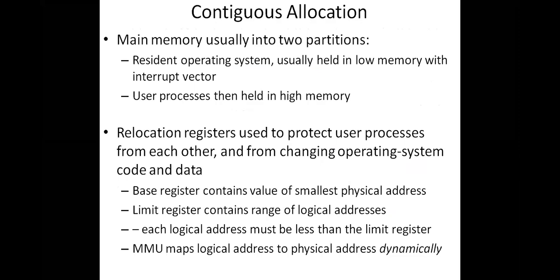As I told you earlier, the main memory is divided into two partitions. One is for the operating system and the second is for user processes. Usually the operating system will be in the low memory and the user process is in the high memory. What does it mean?